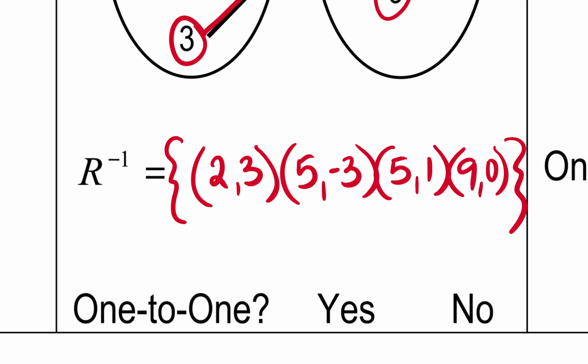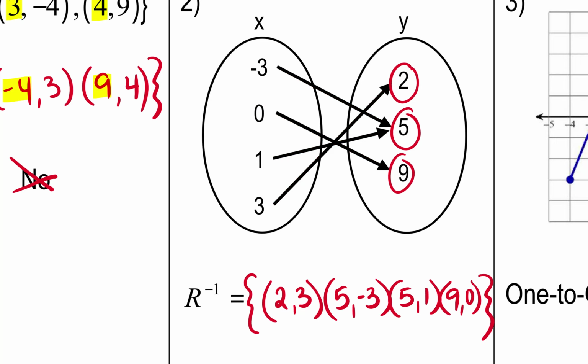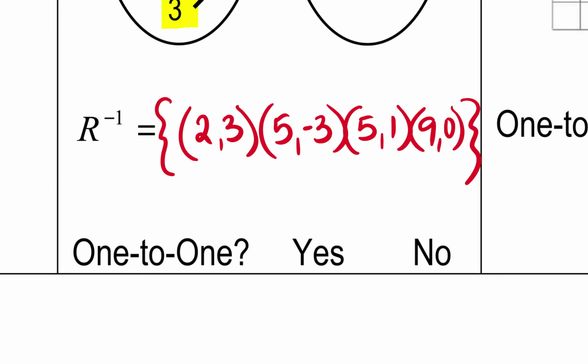Okay, so I need to make sure it's one-to-one, yes or no. Well, let me erase all this just so I can point this out. If I look at the x's on my original relation, I can tell if it's a function if each x only has one arrow. Each of those only has one arrow, so my relation is a function. And then, of course, the inverse is the same as the first one.